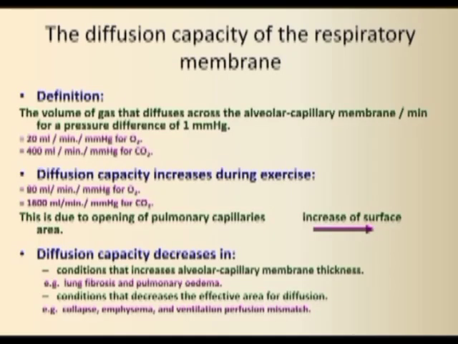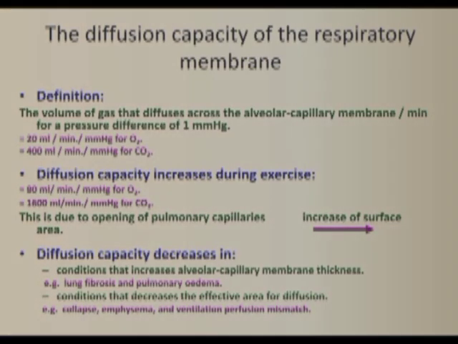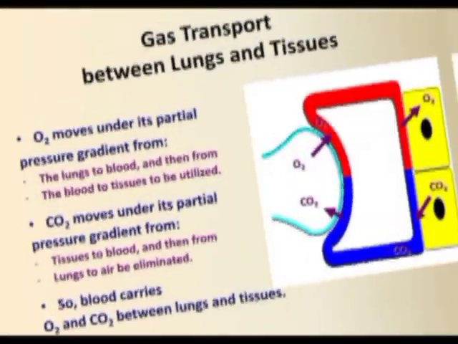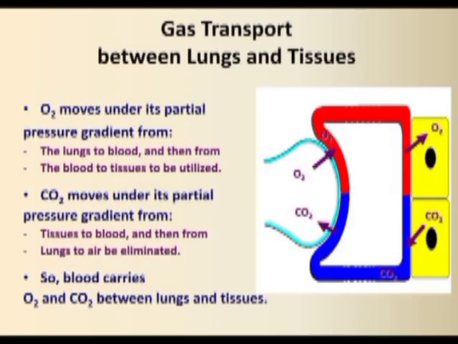Next is diffusion capacity of the respiratory membrane. First we will discuss the definition. It is the volume of gas that diffuses across the alveolar capillary membrane per minute for a pressure difference of 1 mmHg. The next point is that diffusion capacity increases during exercise. Diffusion capacity increases in conditions that increase the alveolar capillary membrane surface.